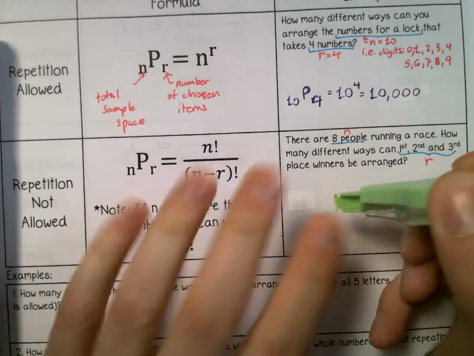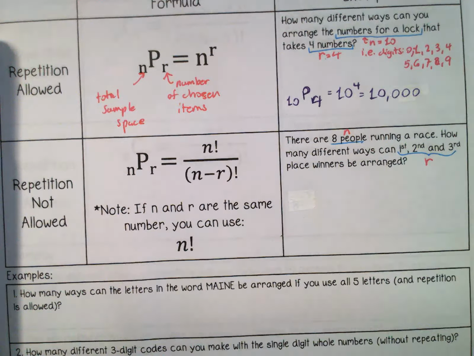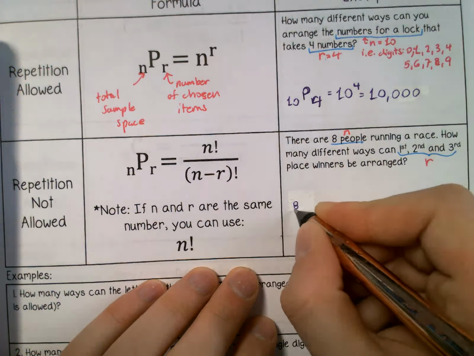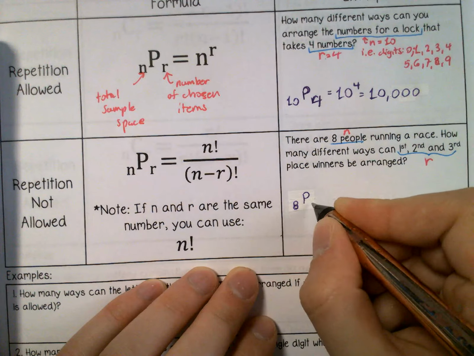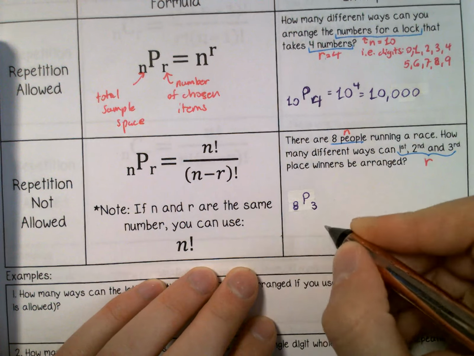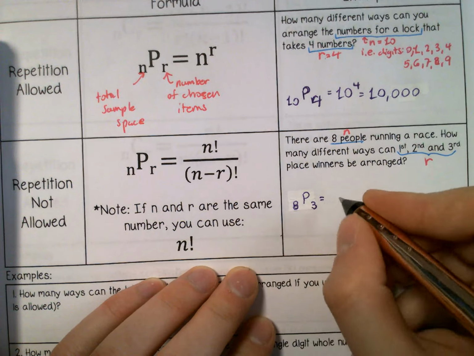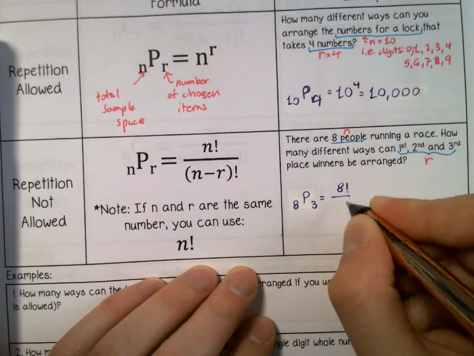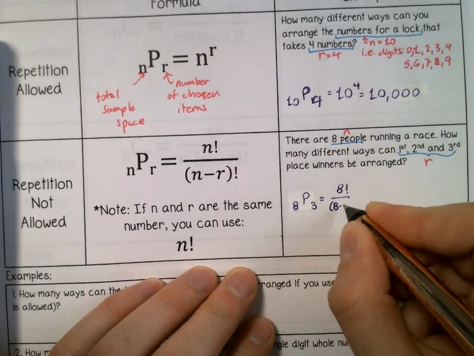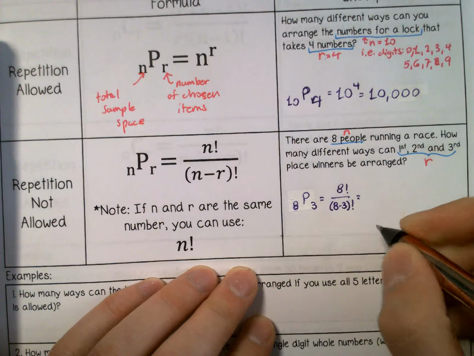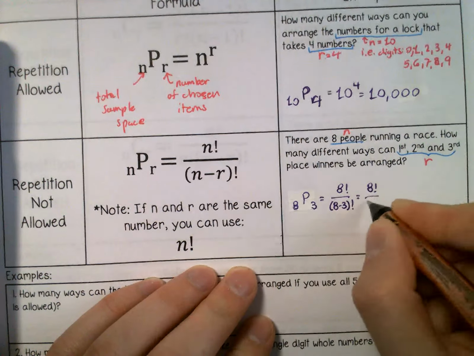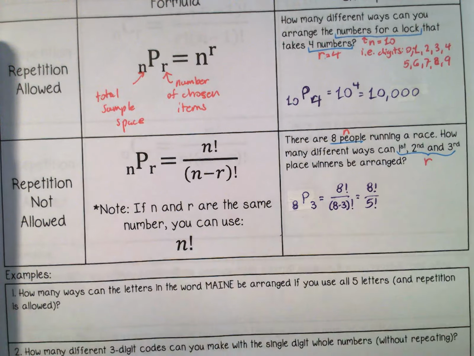There we go. Okay. So it's going to be 8 permutated over 3, which means we're going to plug it into this equation. So we have 8 factorial over 8 minus 3 factorial. That gives me 8 factorial over 5 factorial. Now, there are 3 ways to really solve this at this point. There's a calculator way, another calculator way, and finally, algebraically.